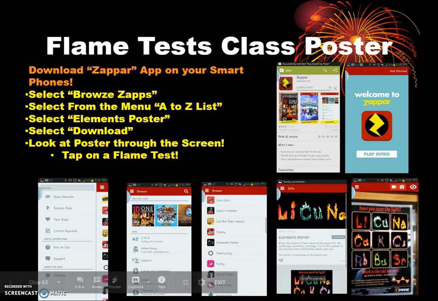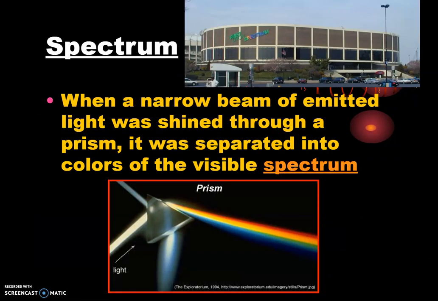In class, I actually have this poster, the Have You Seen the Light poster, and you can download a Zapper app for it, and these are screenshots of the whole thing, and basically you look through your camera. It's augmented reality, and it changes the flames. I got this from my friend who is at the University of Cambridge in England, and you can see the really cool flames and how they move in there.